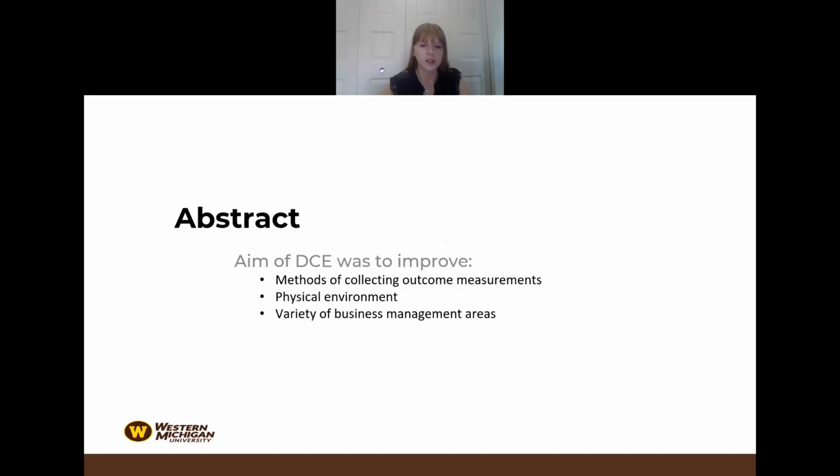For my abstract, I just wanted to touch on the three main aims of my doctoral capstone experience. This was to improve methods of collecting outcome measurements, improve the physical environment of the clinic, and improve a variety of business management areas and systems throughout the clinic.